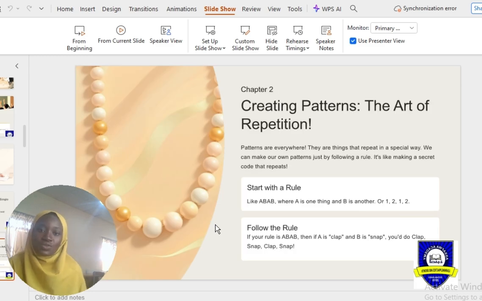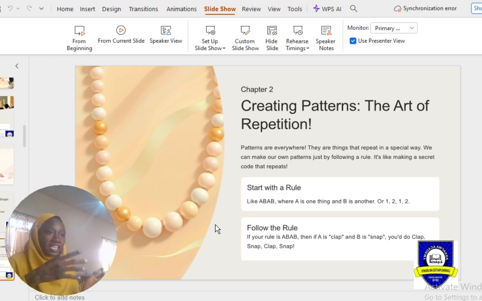Now the next one is creating patterns. We said patterns are everywhere. They are things that repeat in a special way. We can make our own patterns, right? Just by following a rule. It's like making a secret code that repeats itself on and on again.